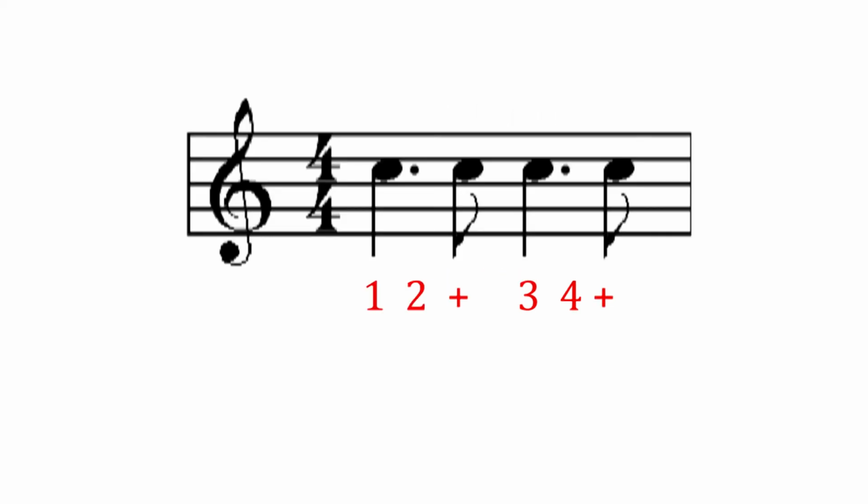You should be able to count these next 2 examples: 1, 2, 3, 4. 1, 2 and 3, 4 and. You could have counted this like this if you wanted to: 1 and 2 and 3 and 4 and.